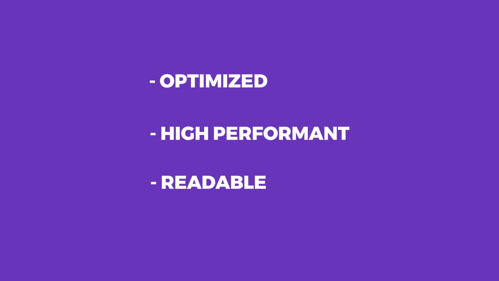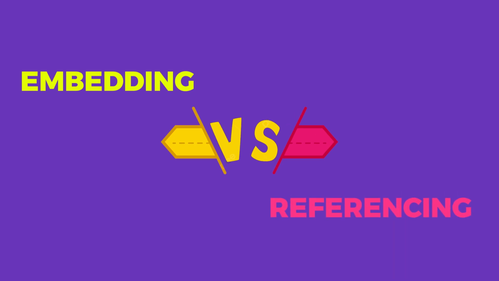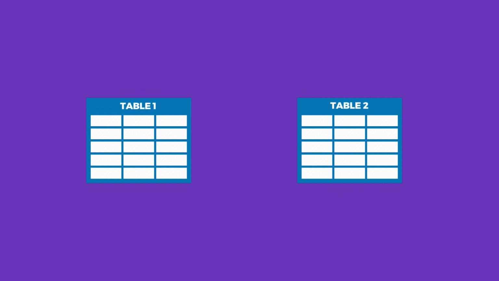First things first, you need to understand embedding versus referencing documents. When you have a relationship between two tables, there are two different ways to create the table. The first one is by embedding the table inside another table. And the second approach is by creating a new document or referencing it using the ID.